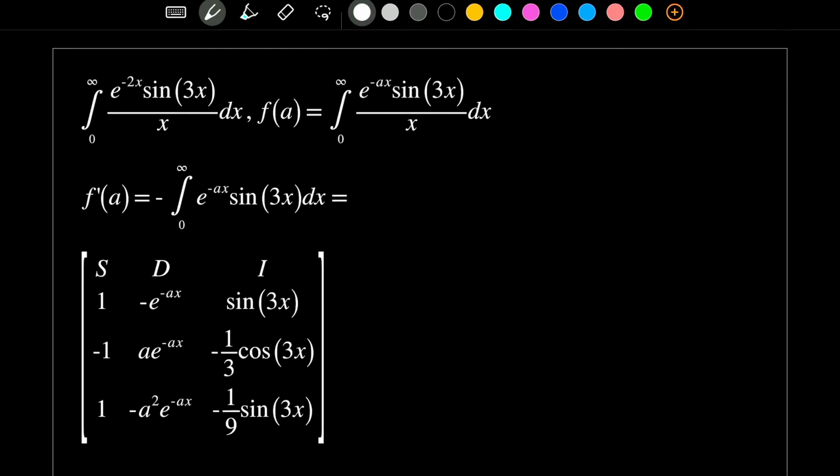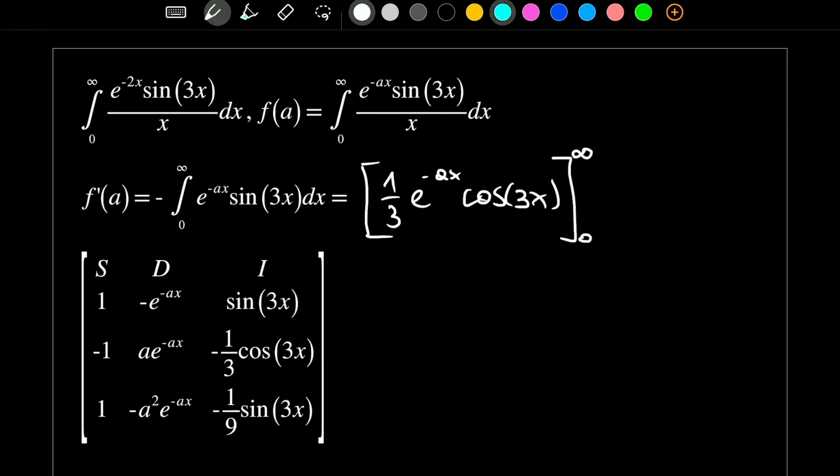So which integral are we going to get? Now, maybe let's first get these parts that we need to evaluate. So the first part is going to be this, and we're going to have to multiply those together. So minus times minus is going to give us positive. So we're going to get 1 over 3 times e to the power of minus ax times cosine of 3x. And then we're going to evaluate that from 0 up to infinity.